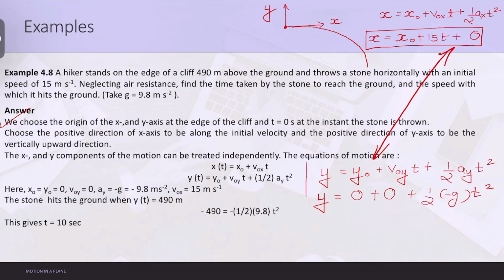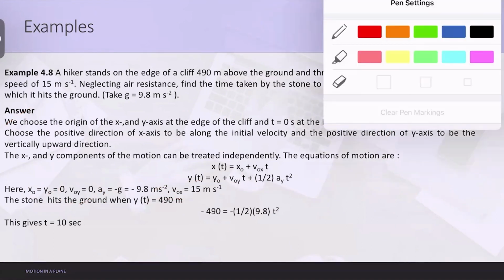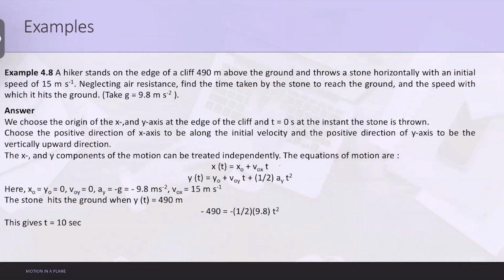The similar thing I am doing here: we know x naught and y naught are 0, velocity in the y direction is 0, acceleration can be taken as minus g, that is minus 9.8 meter per second square in the y direction, and v0x is 15. So just put everything here. What will you get from this relation?